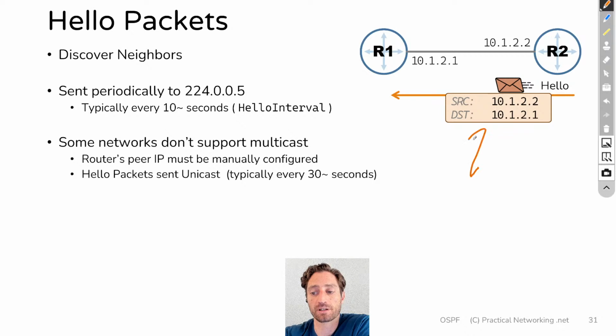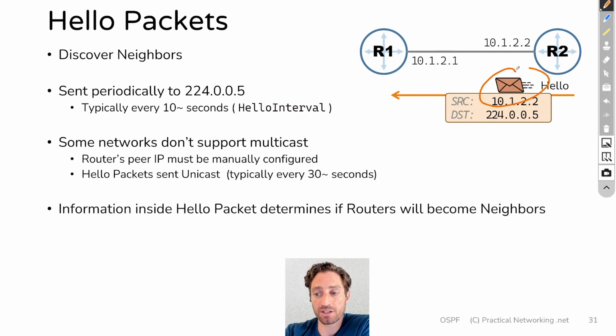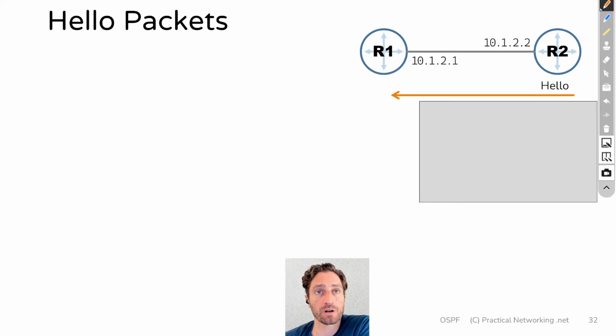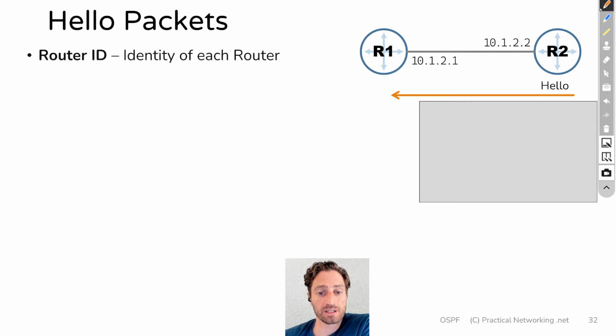So in those cases, hello packets are sent unicast, but most of the time you're on a type of network that does support multicast, and your hello packets are going to be sent via multicast. But there are times when that's not the case. Inside this hello packet is a bunch of useful information that the routers are going to use to determine if they actually want to become friends, right? The purpose of this lesson is to unpack all the information inside a hello packet. So with that said, let's now look into the content of a hello packet to really pick apart what is inside. The first thing we're going to look at is the router ID.